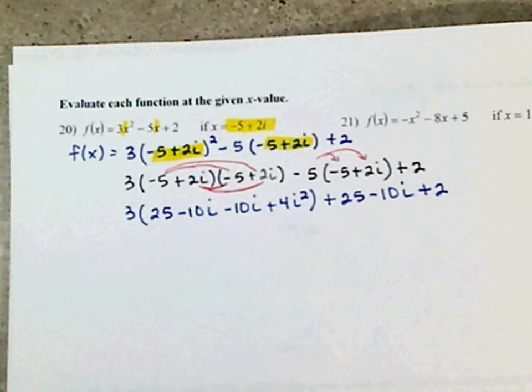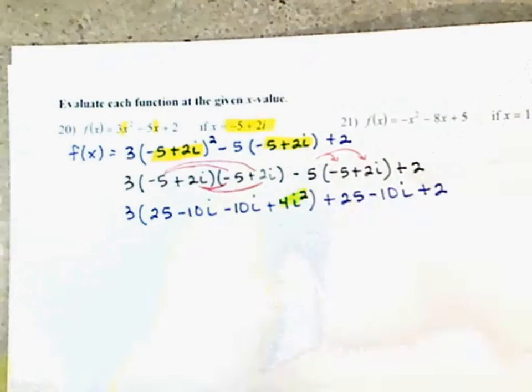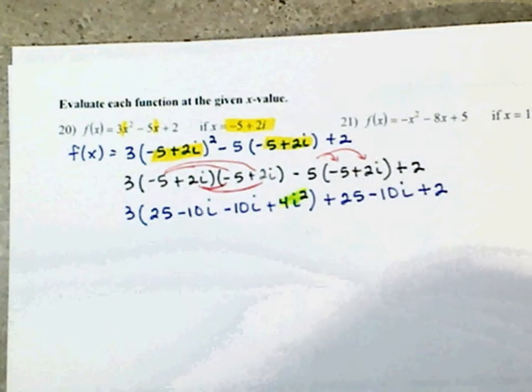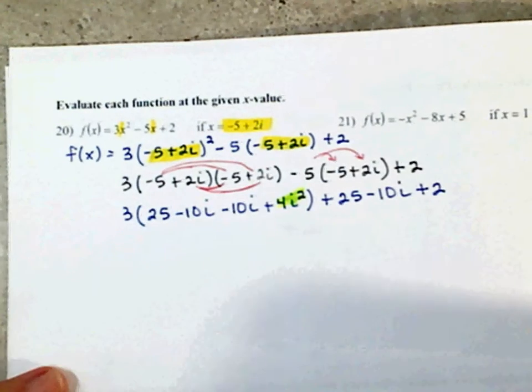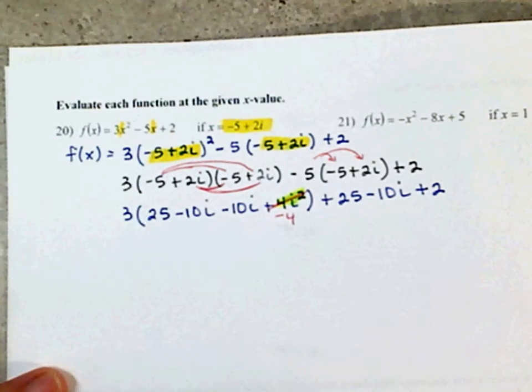Now, as you're doing this, make sure you simplify. You see this i squared right there? That's a -1. So what is 4 times -1? That is -4. So I'm just going to replace that.